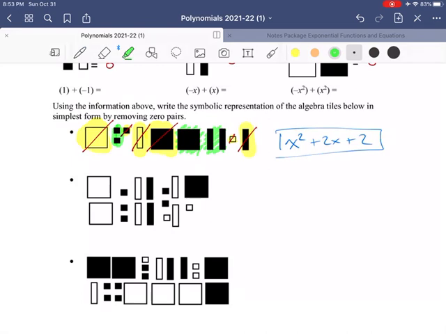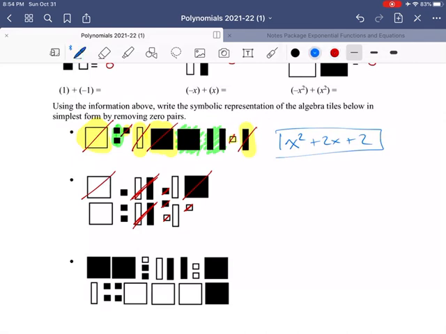Okay, in the next example, find some 0 pairs. So pause the video, get out your marker or whatever you're using, and cross it out and see how you do. Okay, well right away here I see a 0 pair with the negative x squared and the positive x squared. I also see 0 pairs here, a 0 pair there, a 0 pair with those two, and a 0 pair with those two.